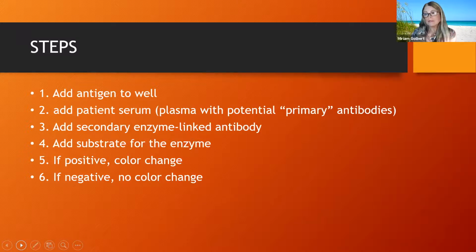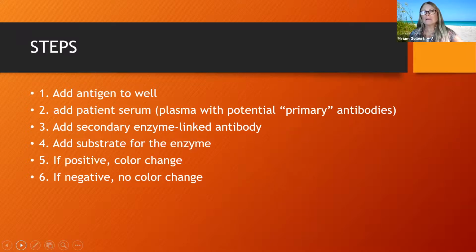If we don't have any color, it means the patient didn't have any antibodies, and every single one of the steps did not attach to each other and the color didn't change. So a change of color means the patient has the antibodies, and if we don't see a change of color, the patient doesn't have the antibody.